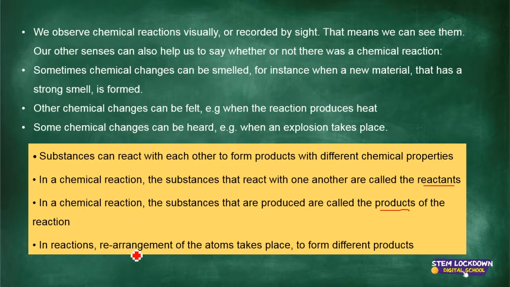In reactions, the rearrangement of atoms takes place to form different products. So the atoms rearrange themselves. Remember in the very first lessons that I did, I showed you the atomic structure. So they rearrange themselves and they bond together and they form products. And they bond together by chemical reactions.